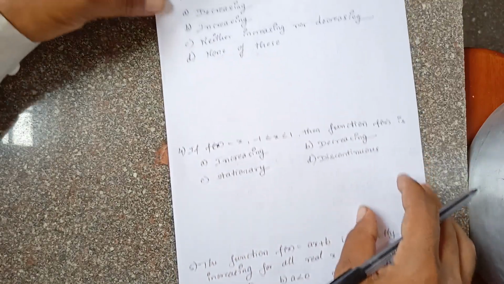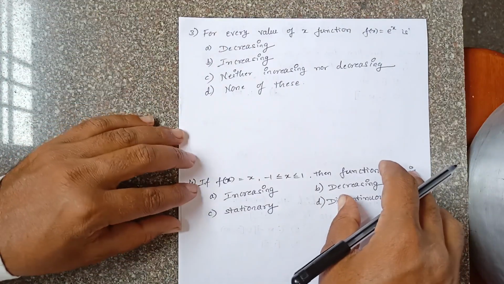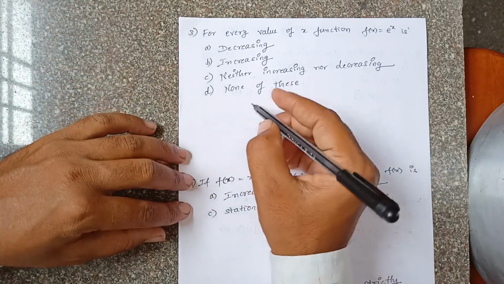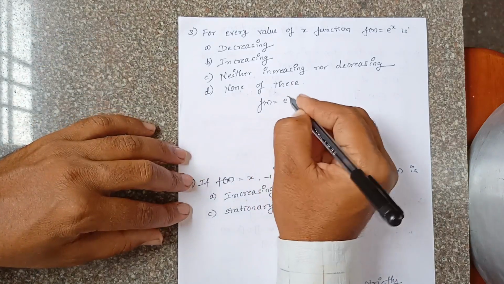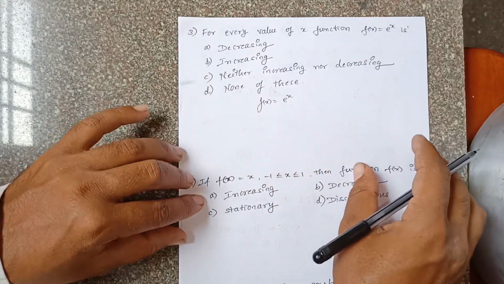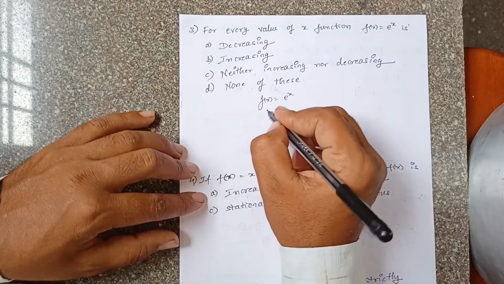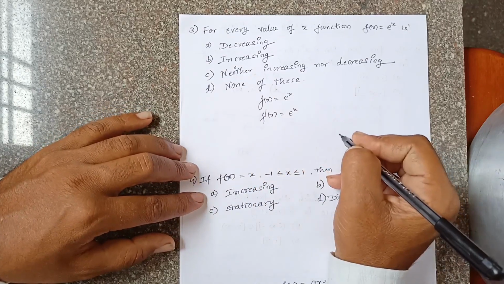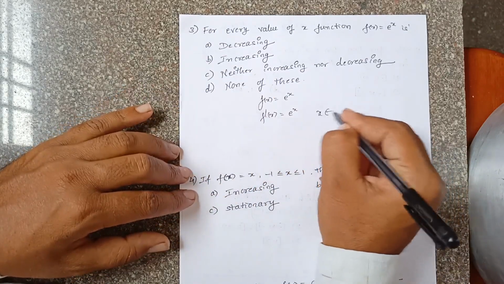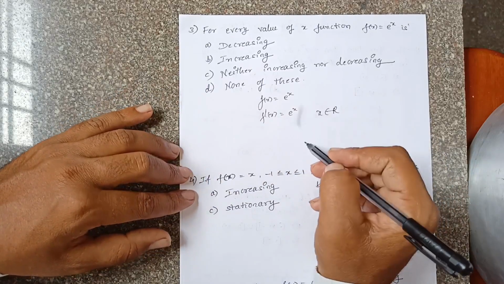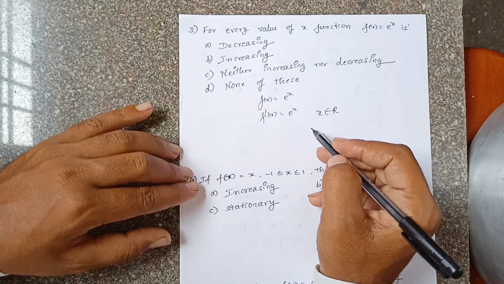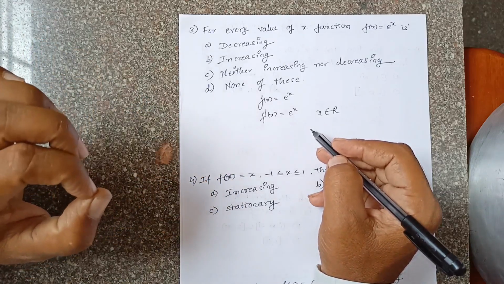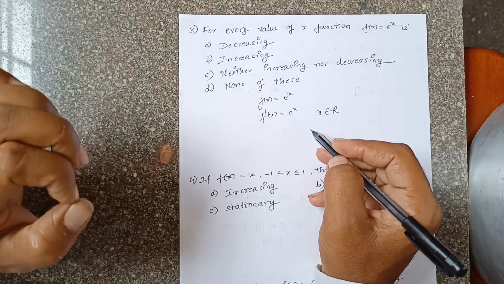Next, question number 3. For every value of x, the function f of x is equal to e raised to x. Let me find out the derivative of this function. F dash of x is equal to, again it is e raised to x. If we substitute any value of x belonging to real numbers, will it be negative? No, it can't be a negative value, it is always positive only.